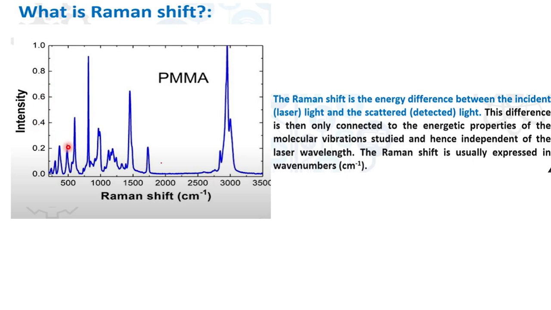So this is the intensity and this is the Raman shift, and usually you will get almost the same wave number. For example, if the carbonyl peak in FTIR comes at 1720, in Raman you will also get a peak at 1720 centimeter inverse. Instead of wave number, which we usually plot in FTIR, here in case of Raman, this is the Raman shift.